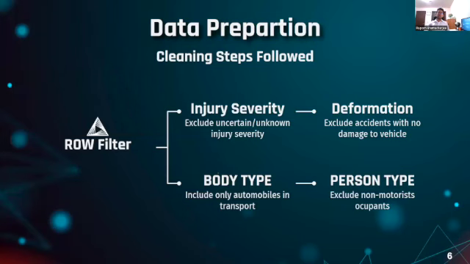Thank you, Reed. Before developing the model, we need to improve the homogeneity of the data so that the model can focus on trends rather than the noise. To achieve this, several cleaning steps were followed. From the variable injury severity, we removed any values with uncertain or unknown severity. From deformation, we only included data that indicated some level of damage to the vehicles. We also wanted to keep our analysis limited to automobiles only. Therefore, other types of vehicles like motorbikes or trucks were excluded. The predictive model we would like to develop will only focus on the injuries sustained by the occupants of the motor vehicles. Therefore, pedestrians and other types of individuals were excluded from our analysis.